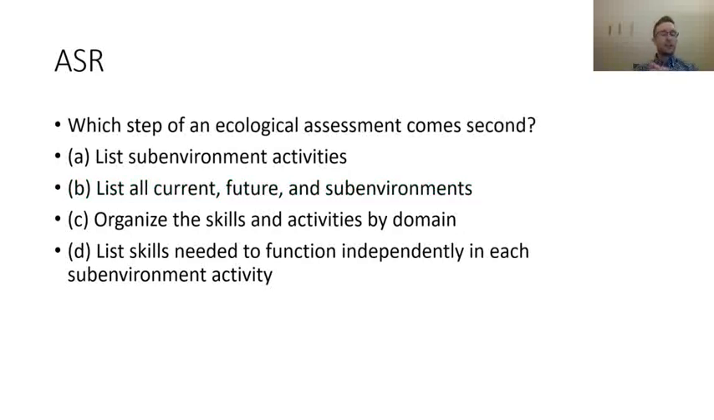Which step of an ecological assessment comes second? A. List sub-environment activities. B. List all current and future sub-environments. C. Organize the skills and activities by domain. Or D. List skills needed to function independently in each sub-environment activity.